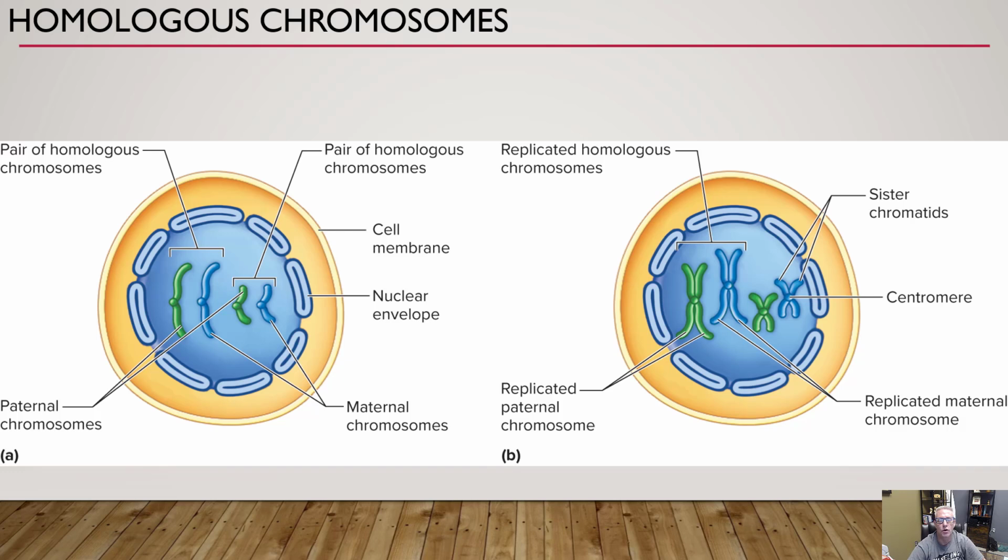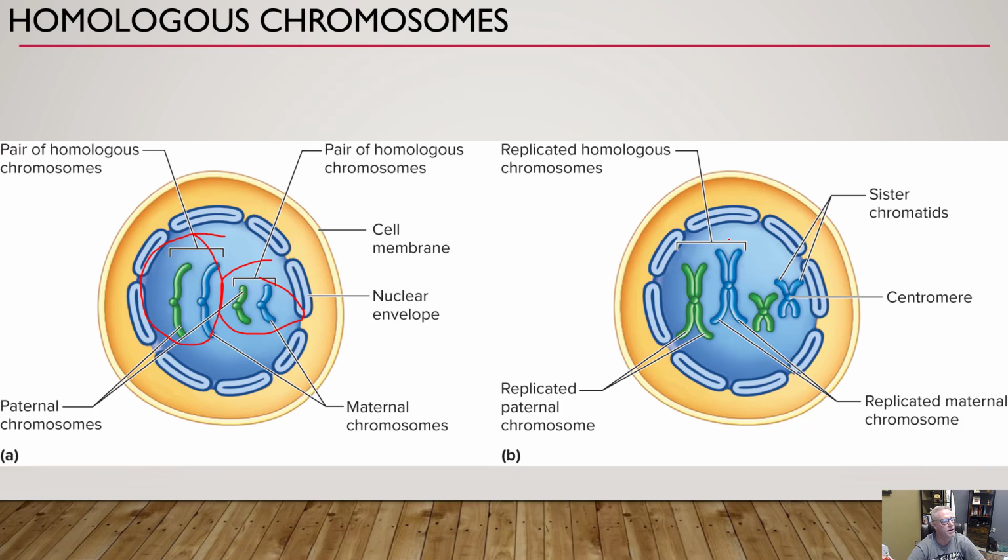All right, so homologous chromosomes. Here you can just see a picture of the homologous chromosomes. So you can see that, get my little pen out. Here you can see the pairs of homologous chromosomes.